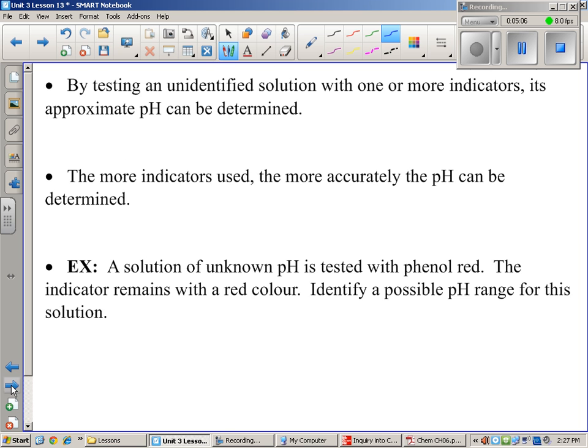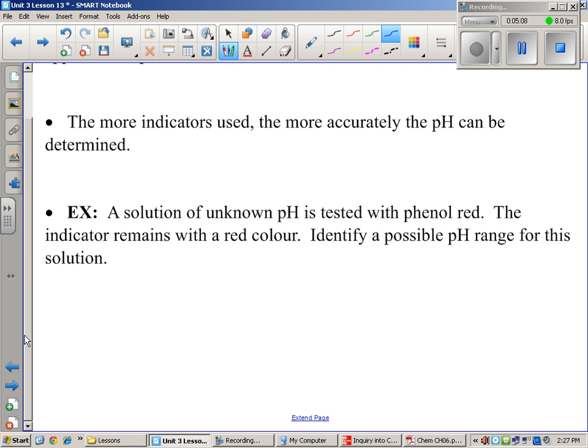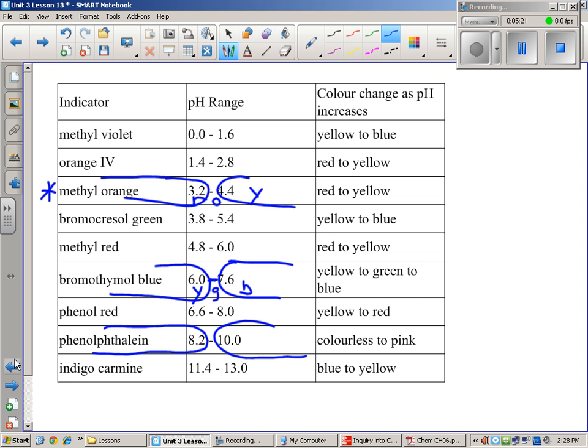If we look at the first one, it says a solution of unknown pH is tested with phenol red, and it remains a red color. So this phenol red has a red color to it. Let's take a look at phenol red. Where's phenol red? Right here. So phenol red's here, and it stays red. This would be the red one here, and this would be the yellow here.